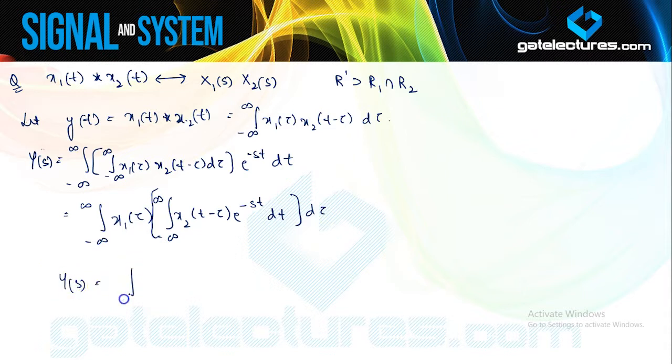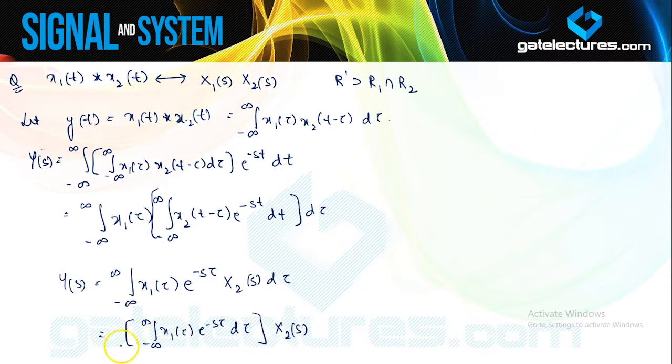So what can I say? Whenever we are having a shift of some tau in this signal, what can its Laplace transform be written as? e to the power minus s tau, since shifting in time domain leads to multiplication in s domain, into X2(s) d tau, right? Now you can just take this X2(s) out. So this is integral from minus infinity to infinity x1(tau) e to the power minus s tau d tau into X2(s). Now if you look at this expression carefully, this is actually finding the Laplace transform of x1(tau), right? What do we do for finding the Laplace transform of a function? Multiplication of the function with e to the power minus s tau and integration from minus infinity to infinity. So this is actually X1(s) into X2(s), right? This is what we needed to prove, that convolution in time domain is multiplication of Laplace transforms.